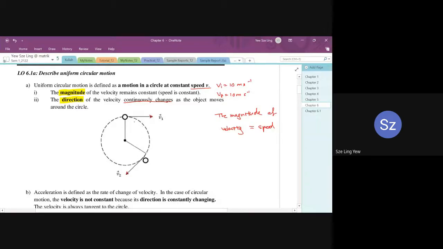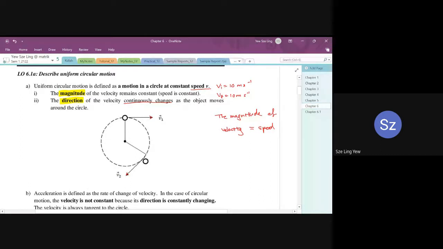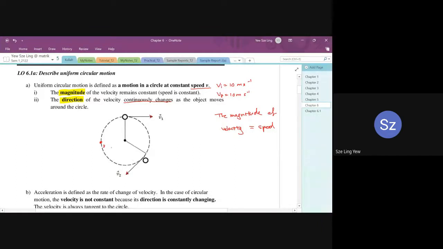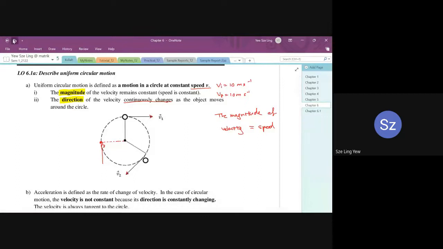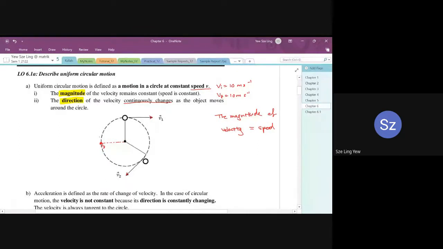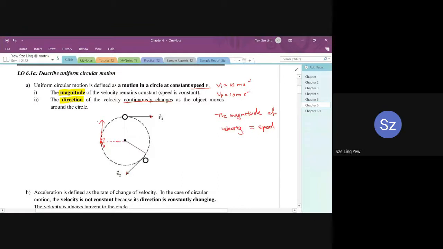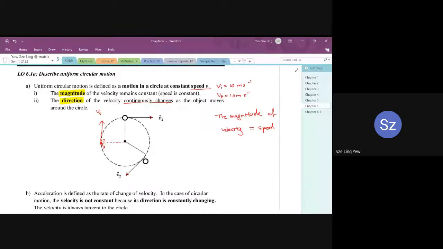So how do we determine the directions? Again, we are looking at the tangent of the circle. For example, let's say this is your object, position number 3. How do we determine the direction at position number 3? You draw the line joining position number 3 and the center of the circle. Then the line that is perpendicular to this radius, that is the direction. In this case, I have a direction going up. So this is 90 degrees, perpendicular to the radius. That is how we determine the direction of the velocity.